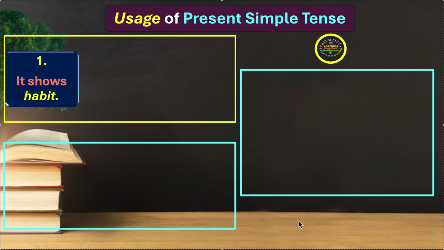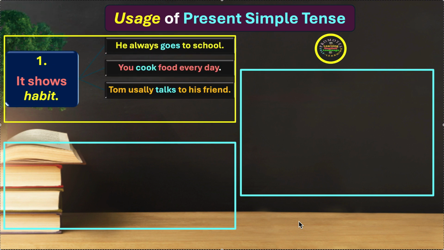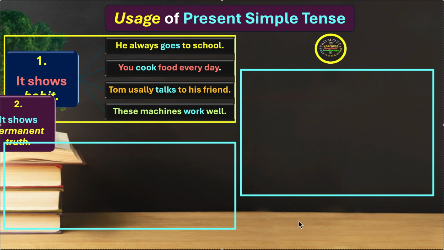Let's see the first rule. Present simple tense shows habit. How? Let's see the examples. He always goes to a school. Habit, going to a school. You cook food every day. Tom usually talks to his friend. These machines work well. They show habit: the task being repeated every day in the same manner. Usually, normally, generally.